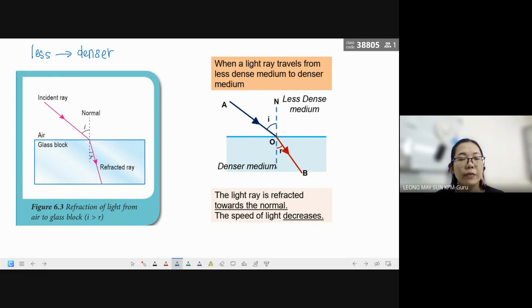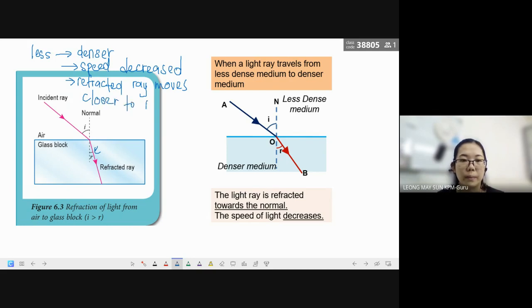When it's moving from a less dense to a denser optical density, the wave speed decreases, as we mentioned previously. When the wave speed decreases, what other characteristic do you have to remember? You have to remember that the refracted ray moves, as you can notice, closer to the normal line. These are the three things that you have to remember.